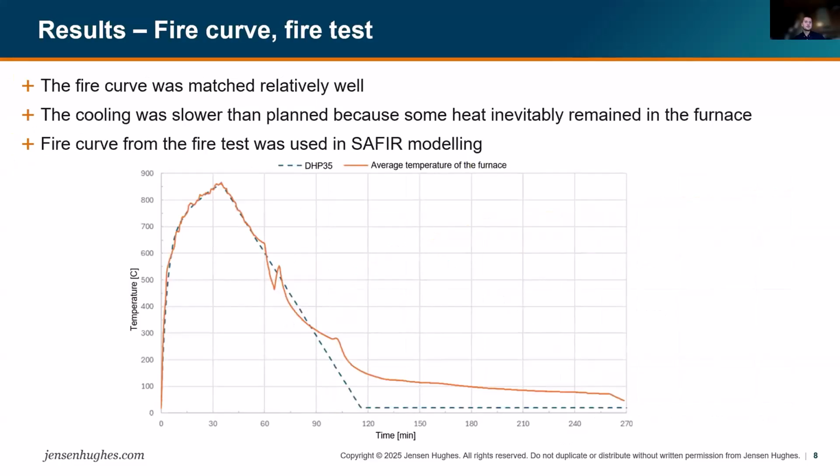So for the results, the fire curve in the fire test is presented here. The fire curve was matched relatively well, and the cooling was a little bit slower than planned because some heat inevitably remained in the furnace. And this orange curve is the one used in the SAFIR modeling.